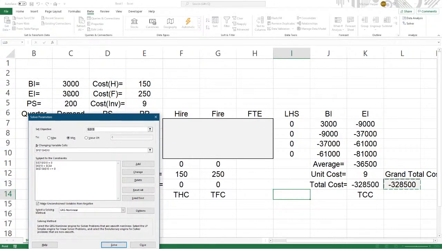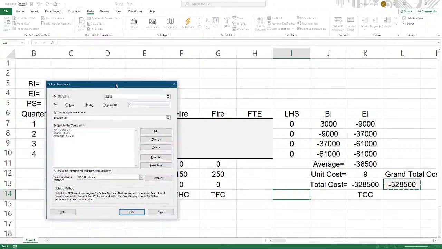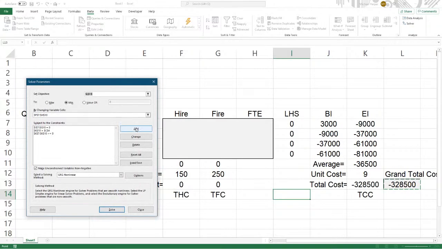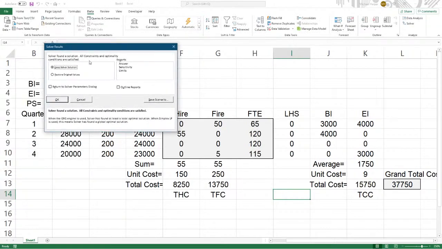By changing that number, I can have different inventory objectives here, like I did at the beginning of this lecture. OK, non-negativity constraints. We want a linear program, because it is linear. And then solve. And sure enough, Solver found a solution. All constraints and optimality conditions are satisfied. Keep Solver solution, yes, OK.